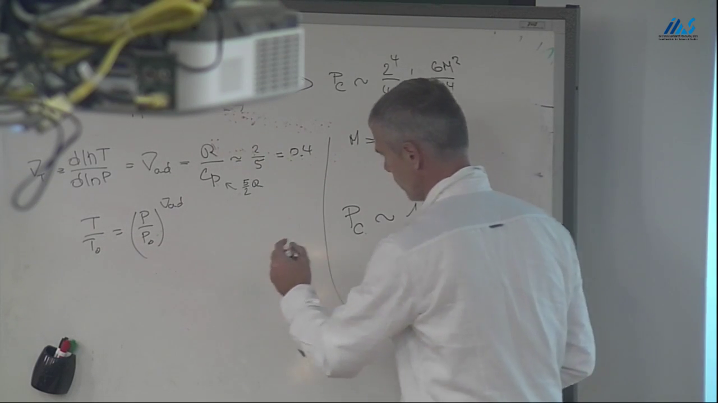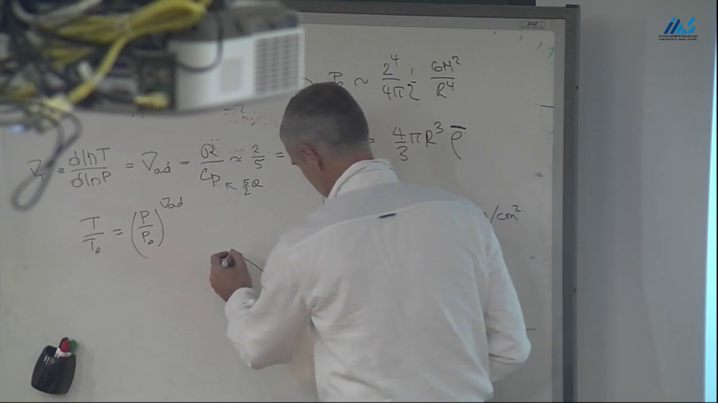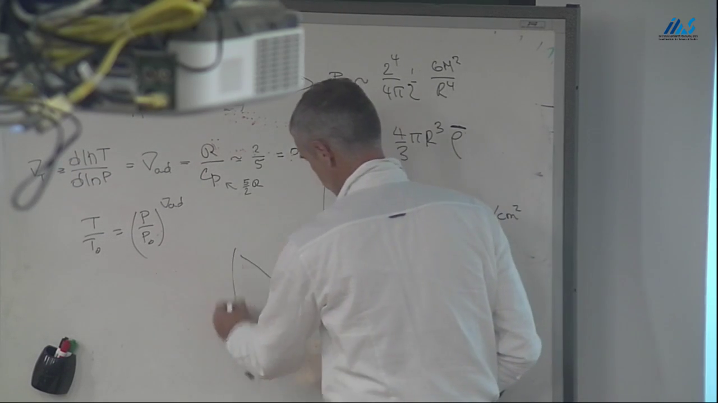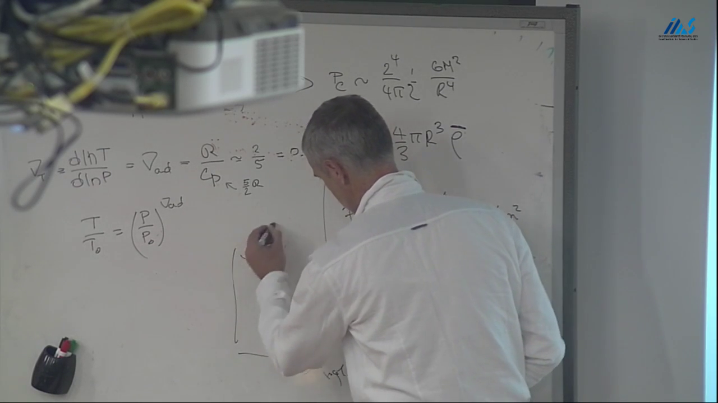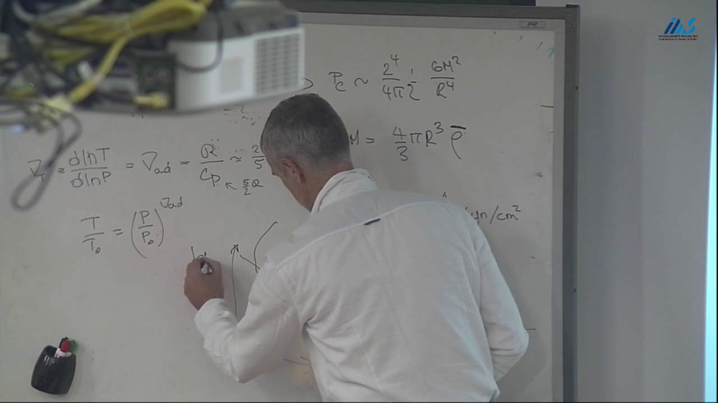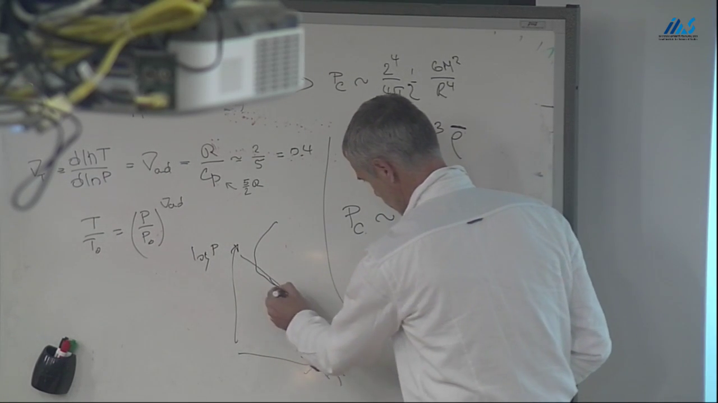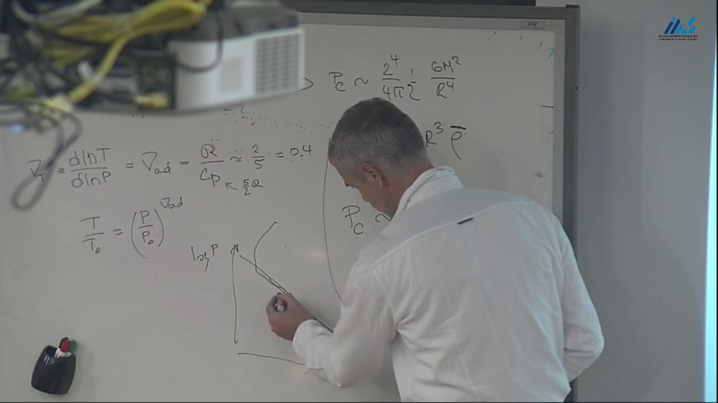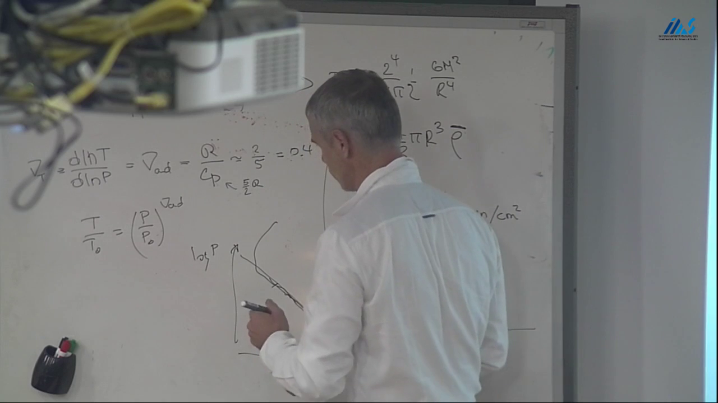So basically you're using the fact that the temperature structure, as I drew, P versus log P in the atmosphere here, becomes fixed by the adiabat because of convection.